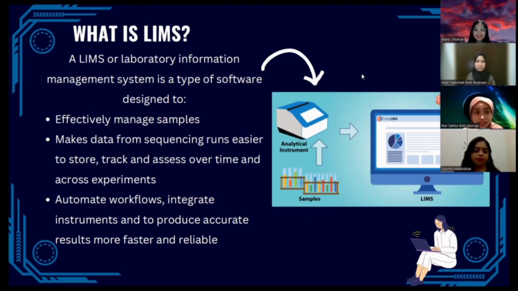Okay, what is LIMS? A LIMS, or Laboratory Information Management System, is a type of design tool. Firstly, to effectively manage samples. Second, to make data from sequencing runs easier to store, track, and assess across experiments. And then, to automate the workflows, integrate instruments, and produce accurate results to make it faster and more reliable.